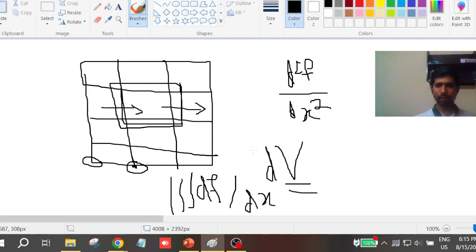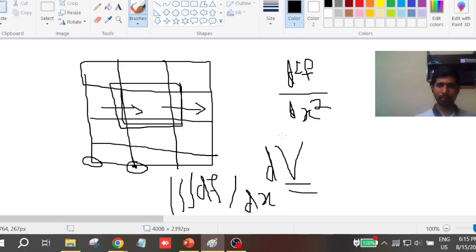Once you learn the finite volume method, it becomes very easy for you to discretize any kind of equations. And even if you have just a physical governing law, you can come up with the discrete equations for that physical governing law, even if you don't have the partial differential equation. So that is one advantage.